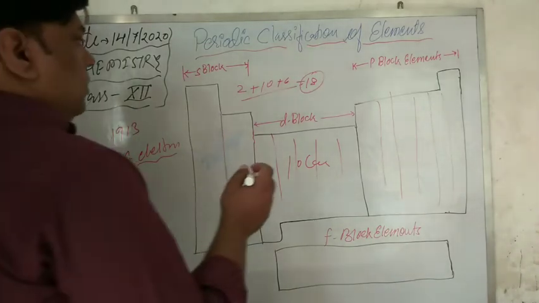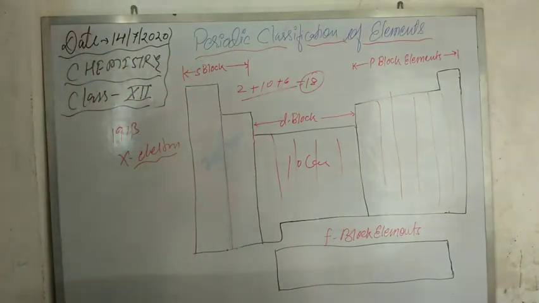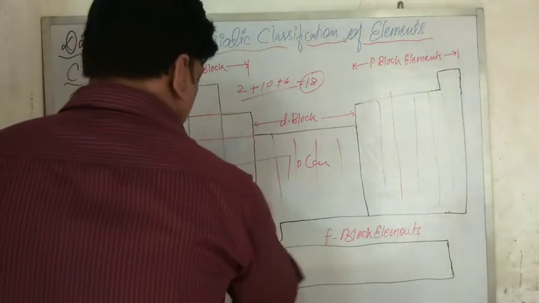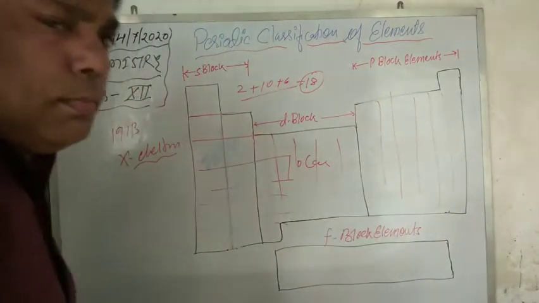Now there are 18 groups, and what are periods? The horizontal rows are called periods and the vertical rows are called columns. Elements having the same number of outermost orbits are arranged in vertical columns referred to as groups or families. There are 7 periods in the periodic table: first period, second, third, fourth, fifth, sixth, and the seventh.